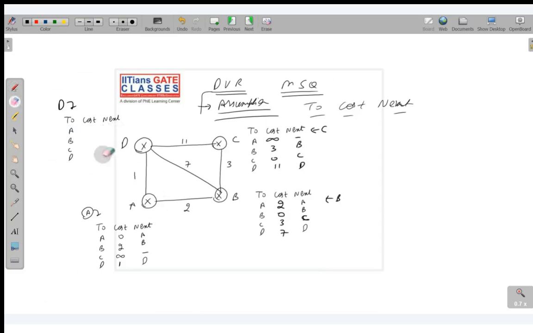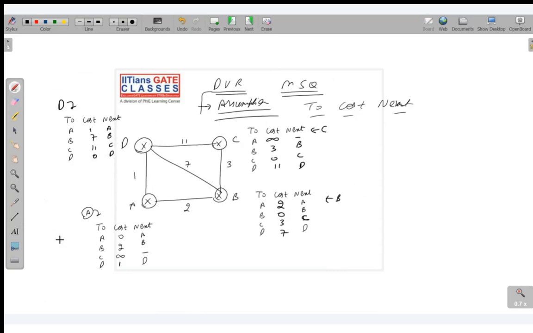For D. D to A. Cost is 1. Next is A only. D to B. D to B. Cost is 7. Next is B only. D to C. D to C. Cost is 11. Next is C only. D to D. Cost is 0. Next is D only.